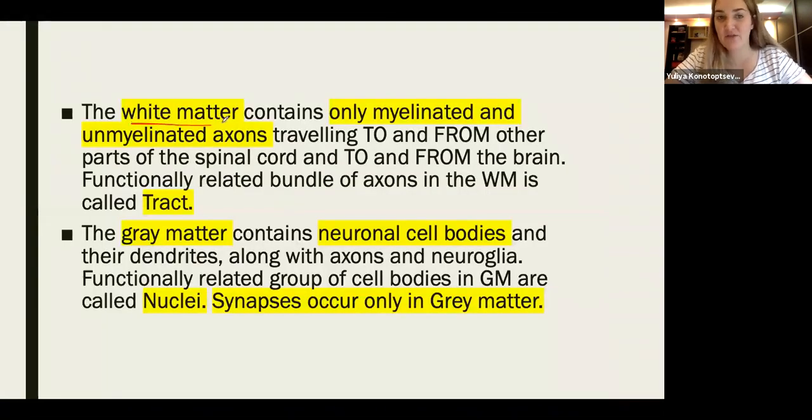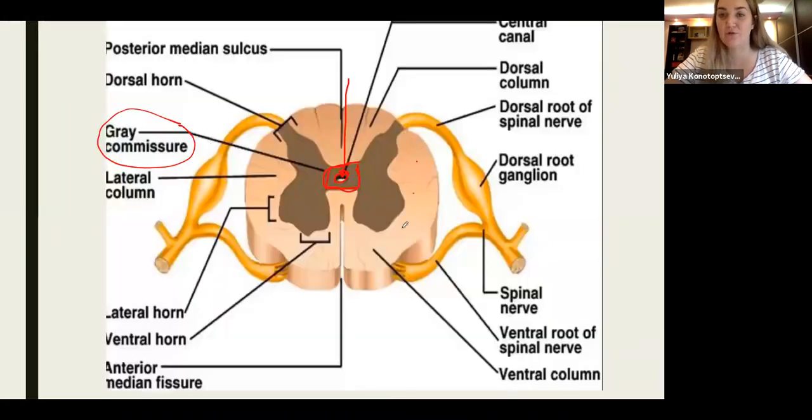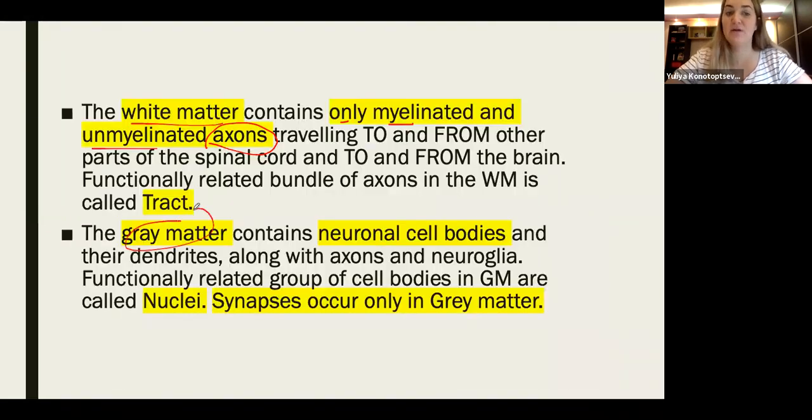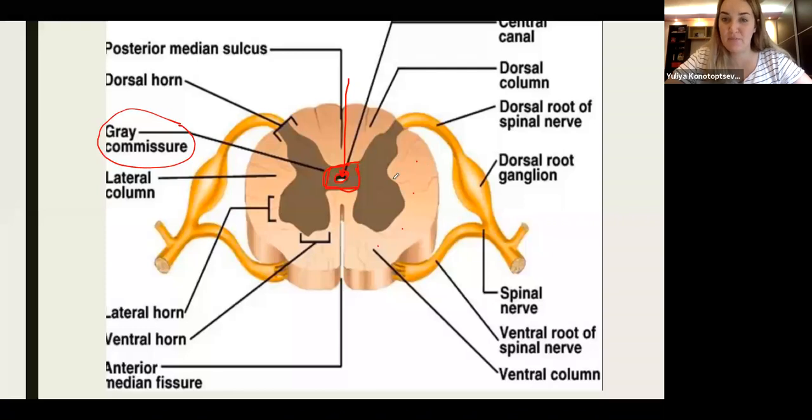Okay, white matter is going to consist of only myelinated and unmyelinated axons. That's the only thing that you can find in the white matter. That's it, only axons. But in the gray matter, you can find everything. You can find the cell bodies, you can find their dendrites, you can find some axons and even neuroglial cells. Okay, so remember the major difference between them. So white matter, only axons. These axons could be myelinated or unmyelinated, but in the gray matter, you can find anything, cell bodies, dendrites, and axons.